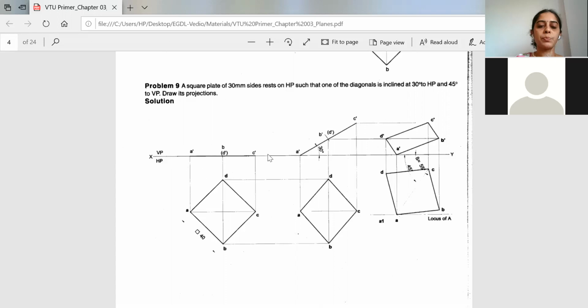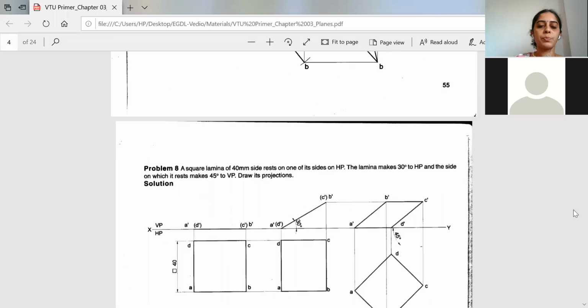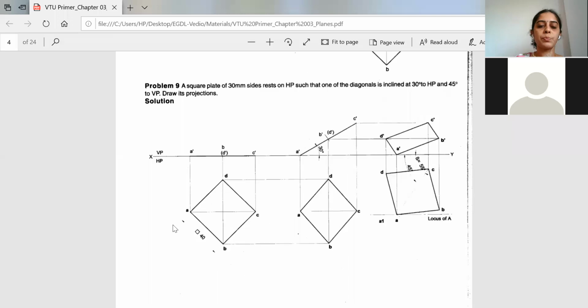So to get the dimension of the diagonal as the front view here, you have to rest the square lamina on one of its corners and not on one of its sides. If it is resting on a side, this will be the position. If it is resting on one of the corners, this will be the position in which you place it. You can see that the diagonal A to C is projected directly to the XY line. So our front view here measures the diagonal dimension, so that this diagonal can be easily shifted to 30 degrees to HP as told in the question.